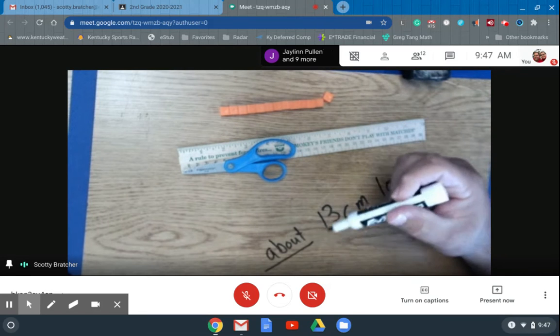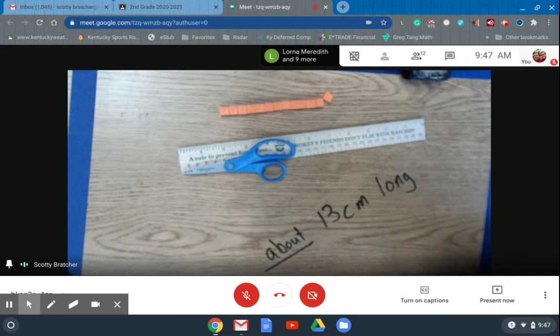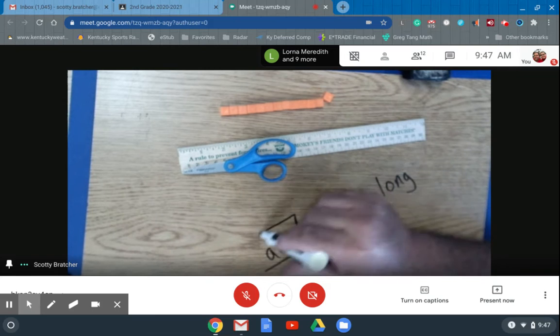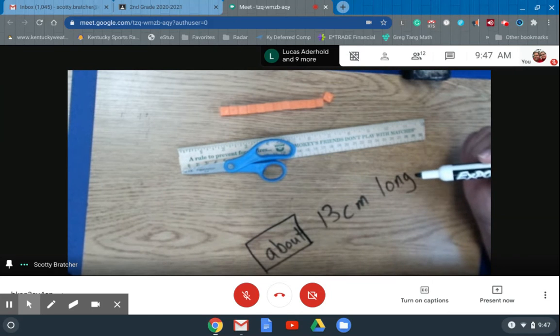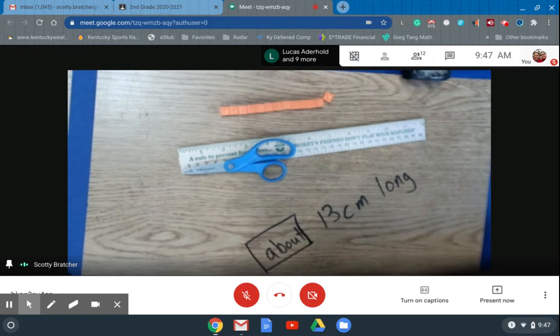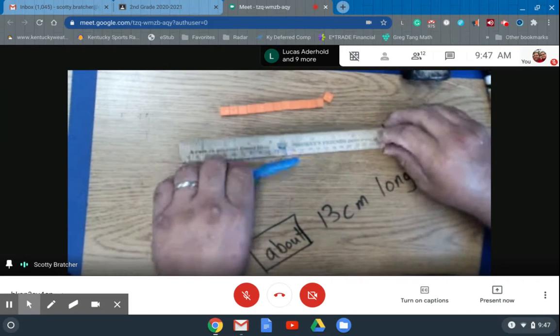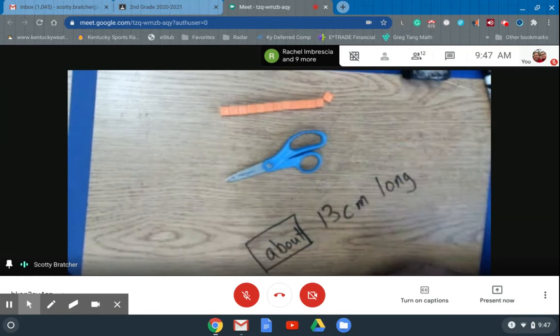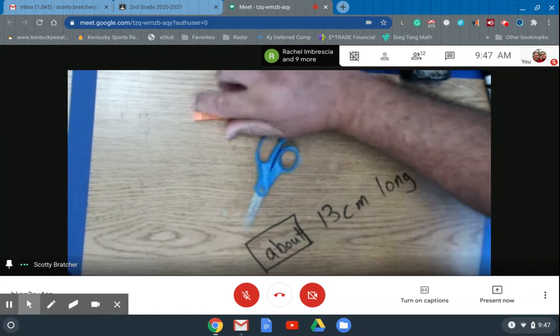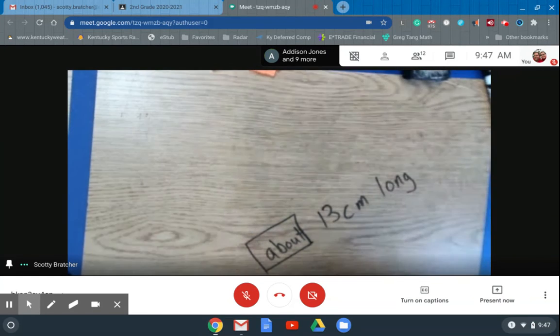But it does stick over that line just a little bit, so I'm going to have to put this word about there. Okay? It's not exact. All right. Any questions about that? Nope. Okay? Let's find something else to measure then.